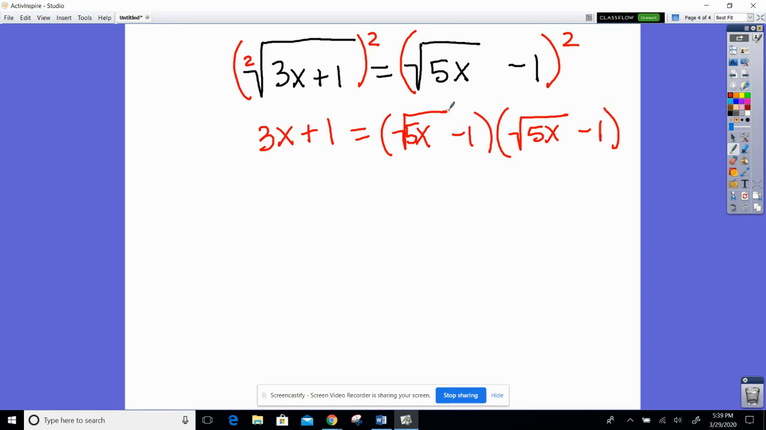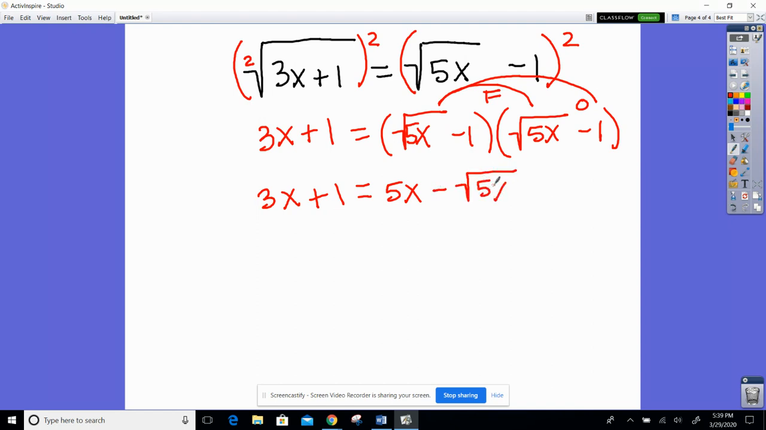Okay, so that's what I'm going to do now. I'm going to FOIL this. So I have 3x plus 1 is equal to square root of 5x times the square root of 5x. That's going to leave me with 5x. All right, outside. Square root of 5x times negative 1. That's just going to leave me with the negative square root of 5x.